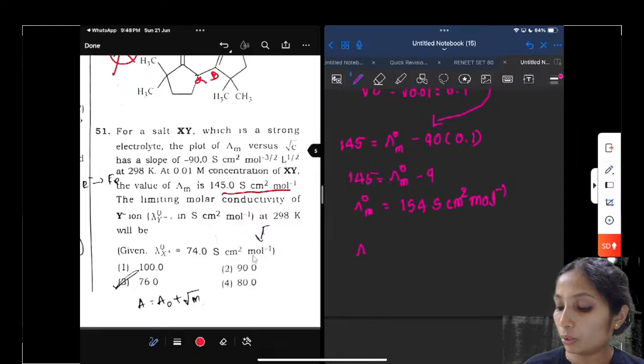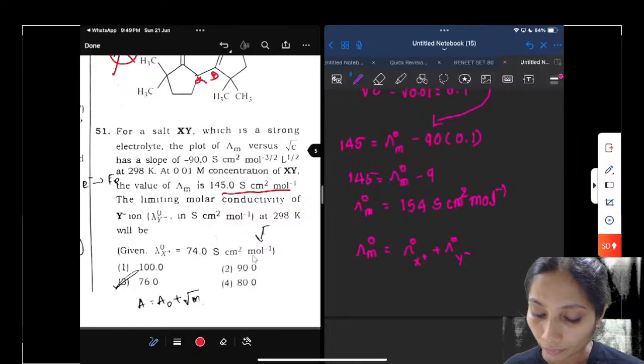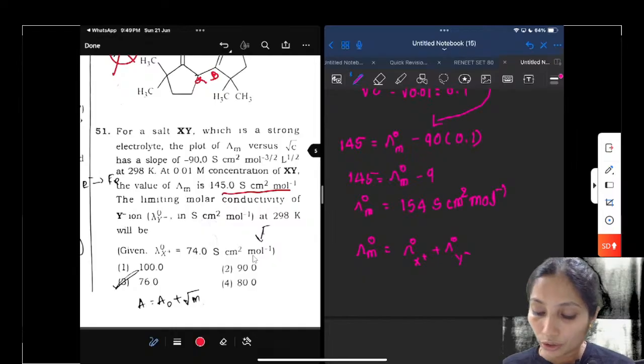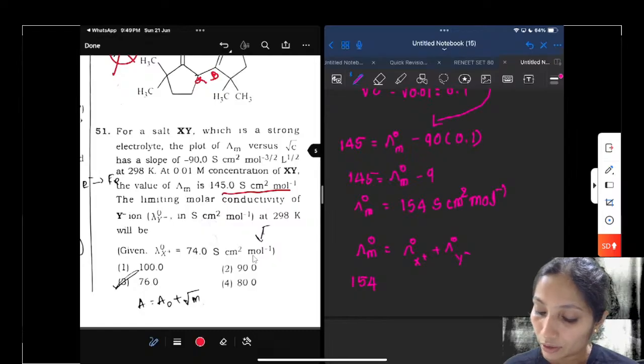We know the limiting molar conductivity of the electrolyte is equal to lambda naught of the cation plus lambda naught of the anion, Y minus. So next, we have calculated the total limiting molar conductivity, which is equal to 154. And for the cation, it is given as 74.